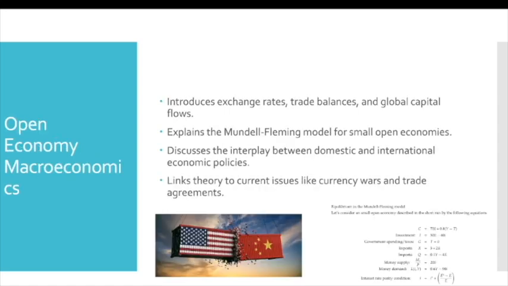So finally, we look at open economies, where countries trade goods, services, and money across borders. It covers exchange rates, trade balances, and how capital flows influence national economies. We also look at how policies in one country can ripple through the entire global economy. And we've pretty much seen that from 2021 to 2025, or 2024 now, rather. And you know who I'm talking about.